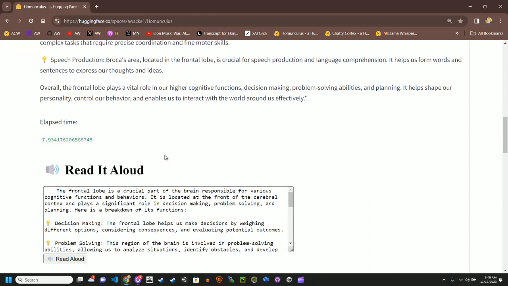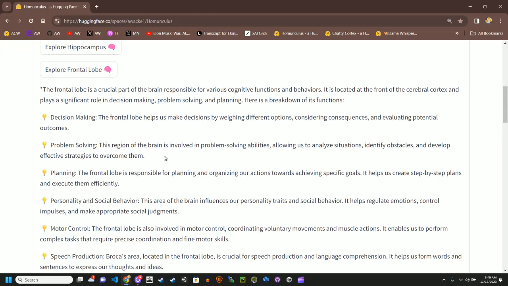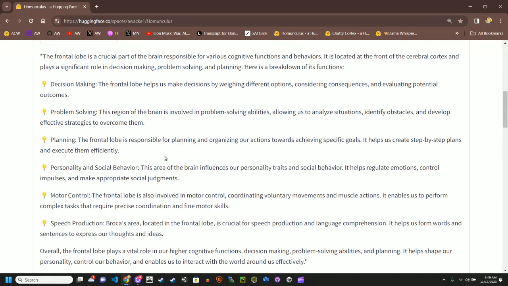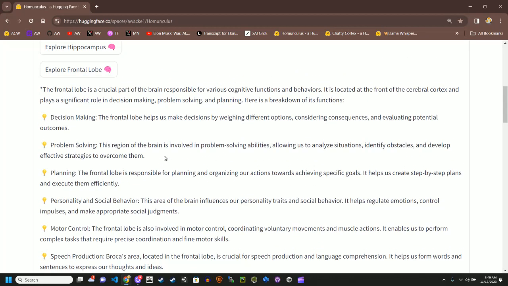The frontal lobe is a crucial part of the brain responsible for various cognitive functions and behaviors. It is located at the front of the cerebral cortex and plays a significant role in decision-making, problem-solving, and planning.